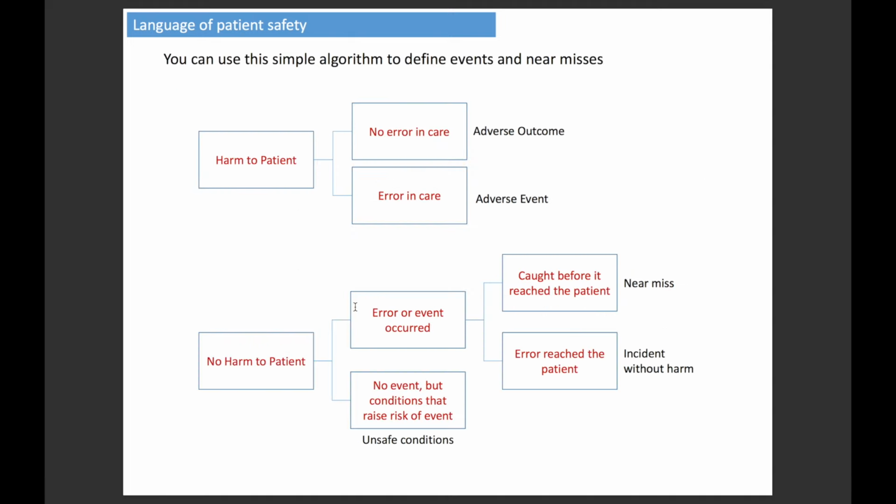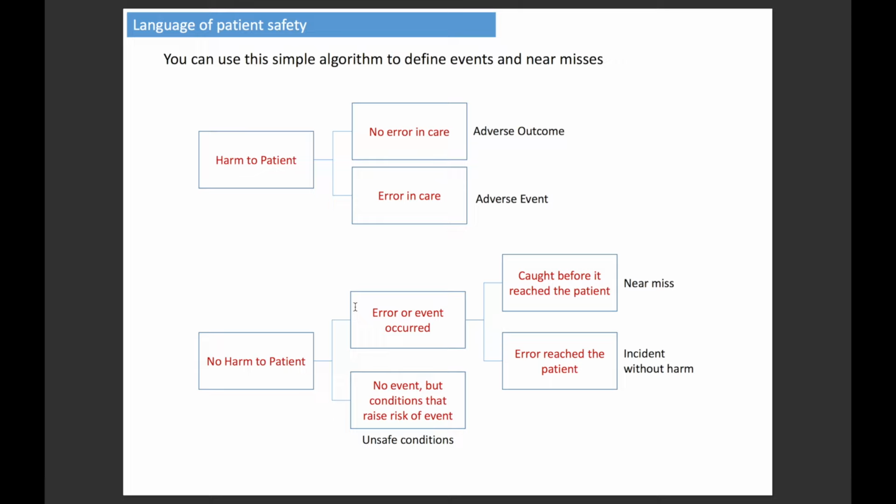So now we're going to talk about the language of patient safety, because this lexicon is important for every healthcare worker to understand. And you can use a simple algorithm to define events and near misses. The first way I want to orient you is to the idea on the left that it's either harm to the patient or no harm to the patient. It's really important to understand that there are errors that are going to occur, but the big question is, are patients harmed? So let's deal with the top box first.